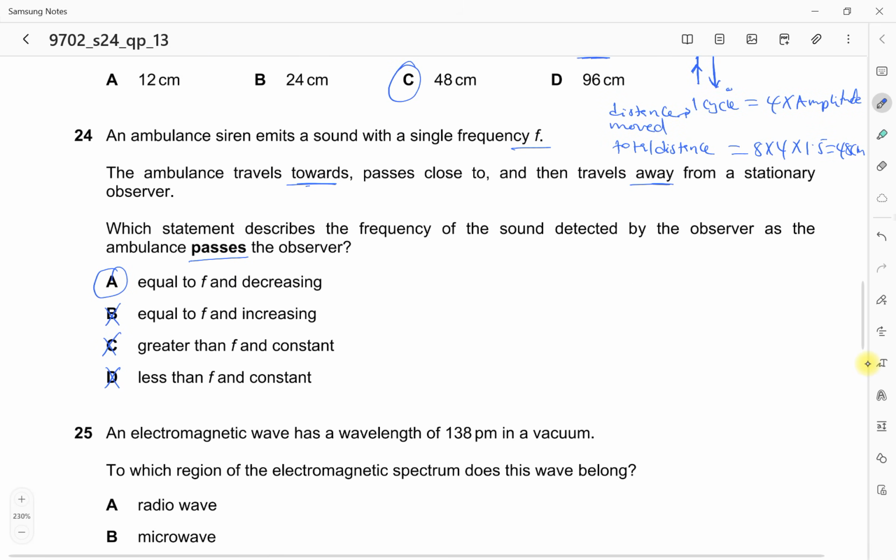Remember, as it's approaching, the observed frequency is increasing, but when it just passes the observer, it is equal to f, and then it is decreasing.